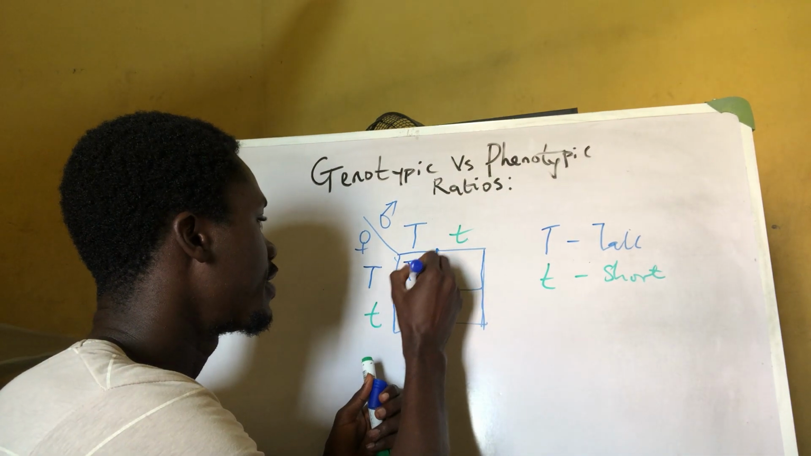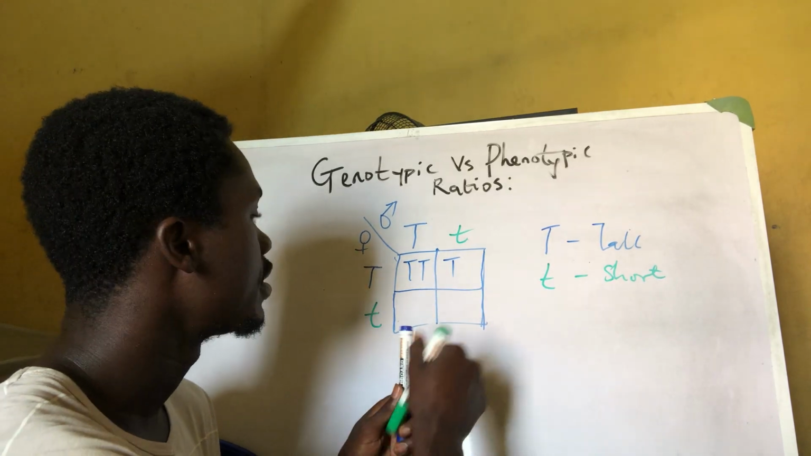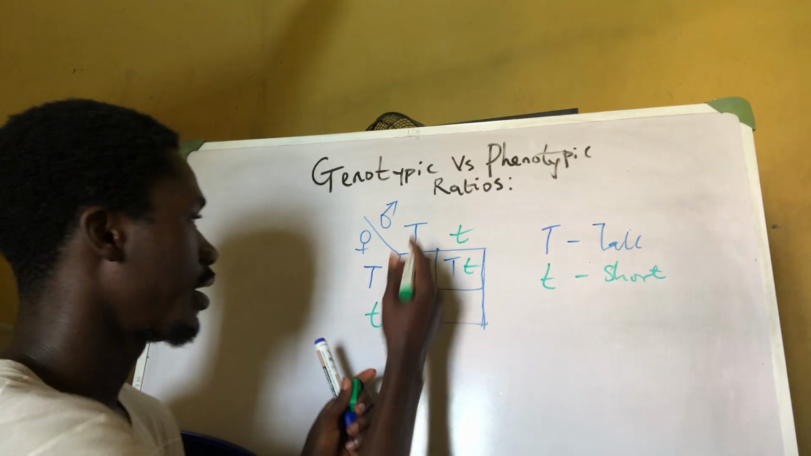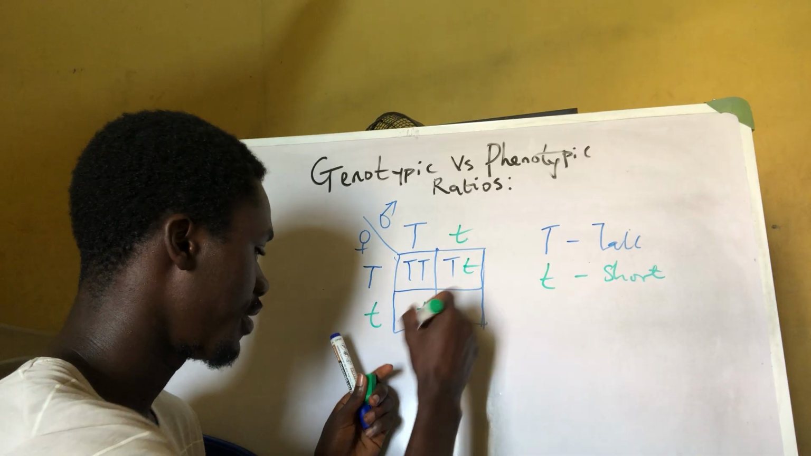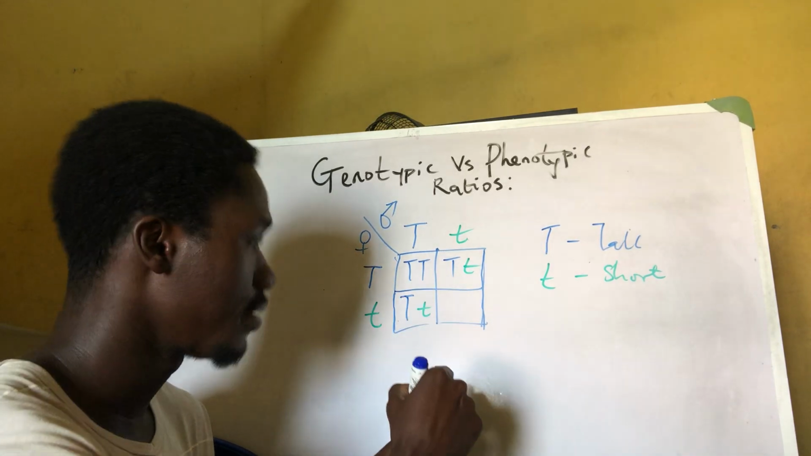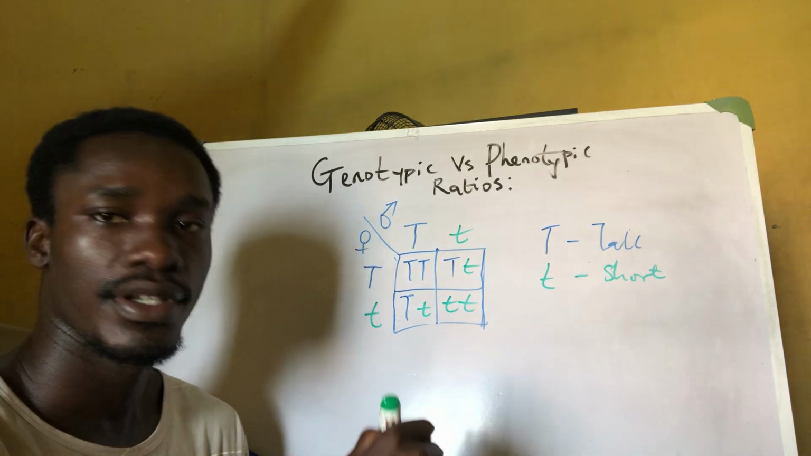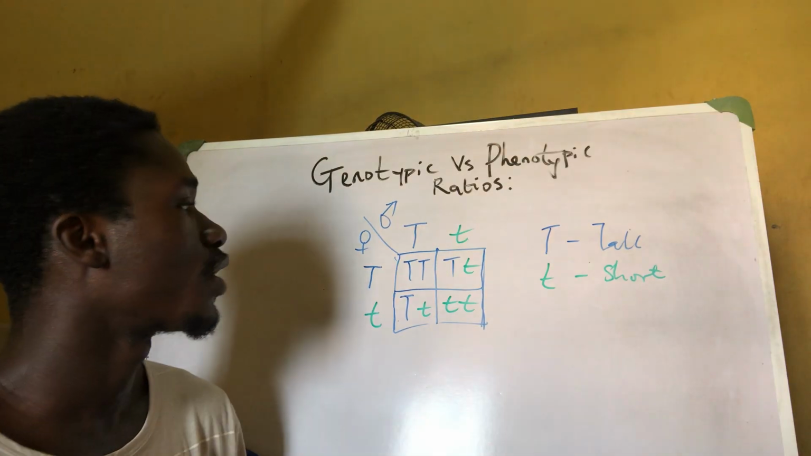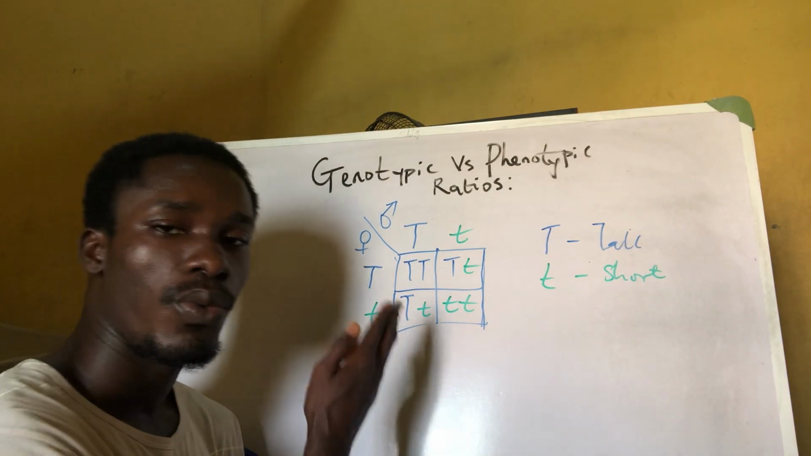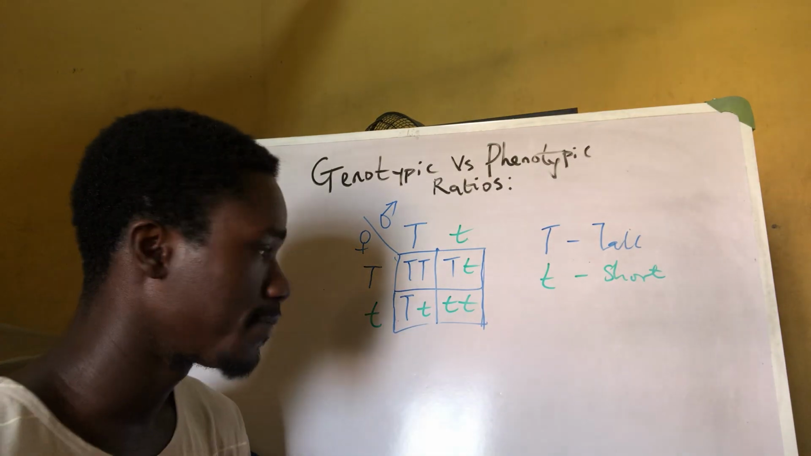So we have Tt here, and then we have Tt. Okay, this we have T, and then this we have small t. So these are the possible combinations. So now, what is the genotypic ratio of this cross?